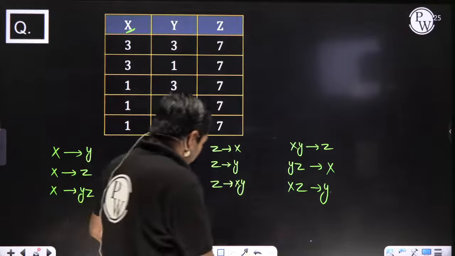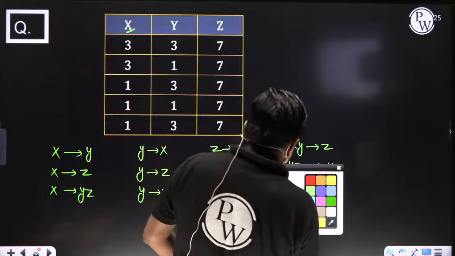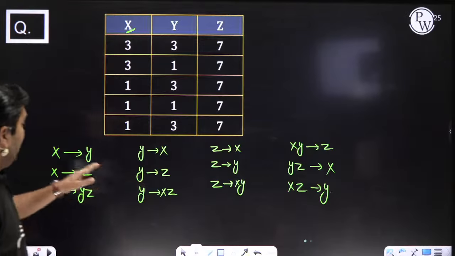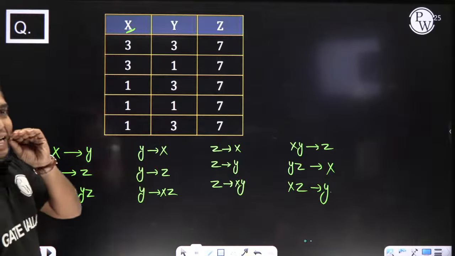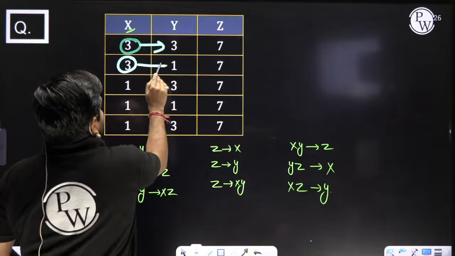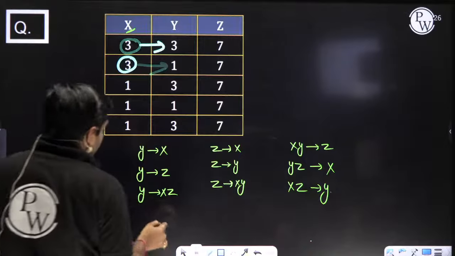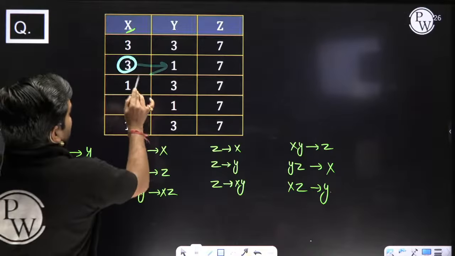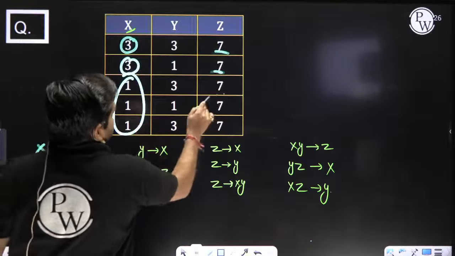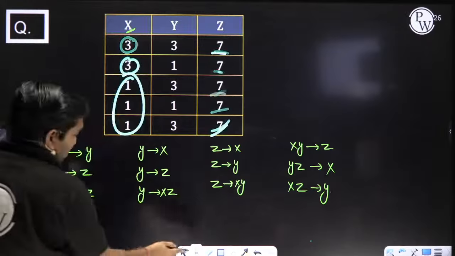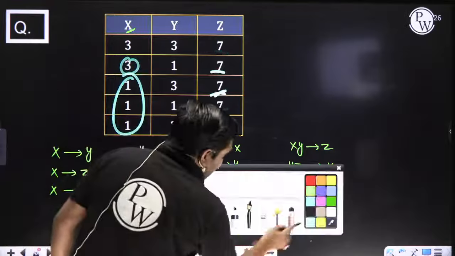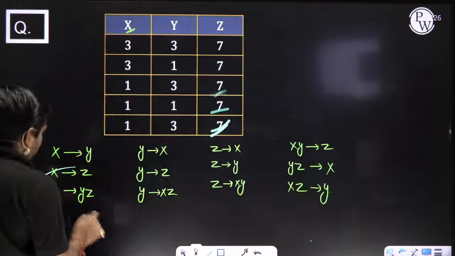May I start? Now listen, each and everyone. First of all, we are checking whether X determines Y or not. You can see 3 determines 3, 3 determines 1. That is wrong. X to Z: 3 determines 7, 1 determines 7. Yes, this is correct. Only this one is correct.